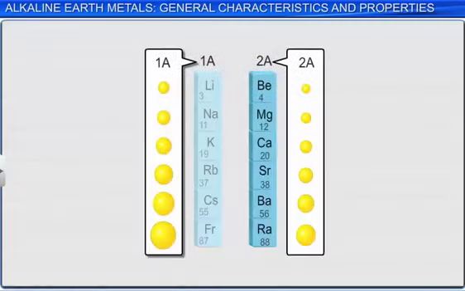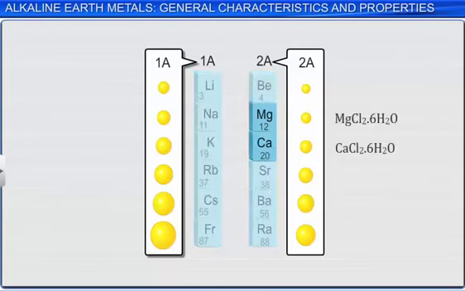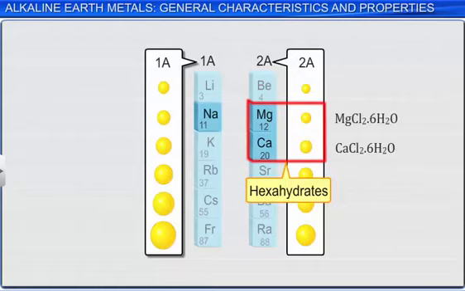The group 2 metal ions have larger hydration enthalpies than the corresponding group 1 metal ions. Many salts of the group 2 metals are found as extensively hydrated salts. For example, magnesium chloride and calcium chloride both exist as hexahydrates. Neither potassium chloride nor sodium chloride is found as a hydrate.